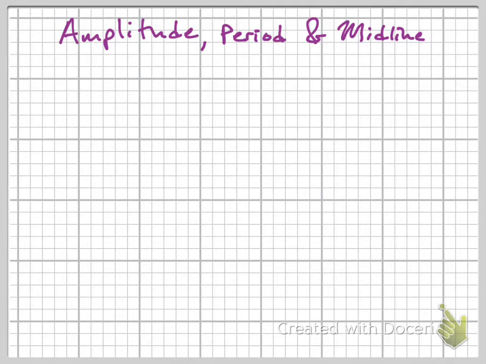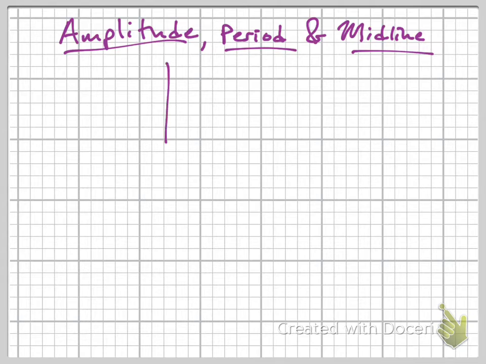I had some questions on my video calls on Friday about how you are able to find the amplitude, period, and midline of a sine or cosine function when you're just given the function. So we went over those graphs in my previous video.